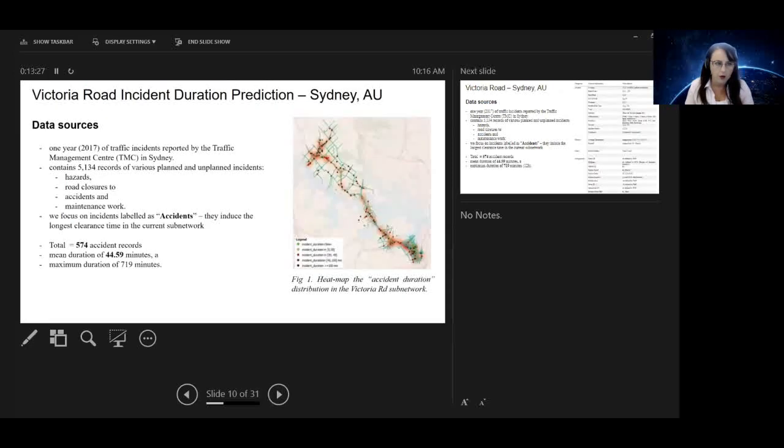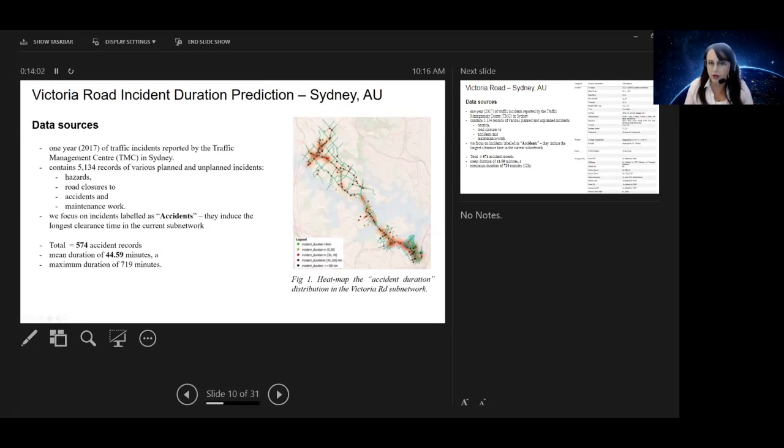and this is quite hard for traffic operators to handle. So in terms of the data sources that we have used, we received data from the Traffic Management Center in Sydney. In 2017, we had around 5,000 records of all sorts of incidents. You can see here the layout of the area that we have been looking at. So this is Pyrmont in Sydney. This is Rozelle, and this is Ryde. These accidents were spread across the entire network, and they came with all sorts of severity levels and so on.